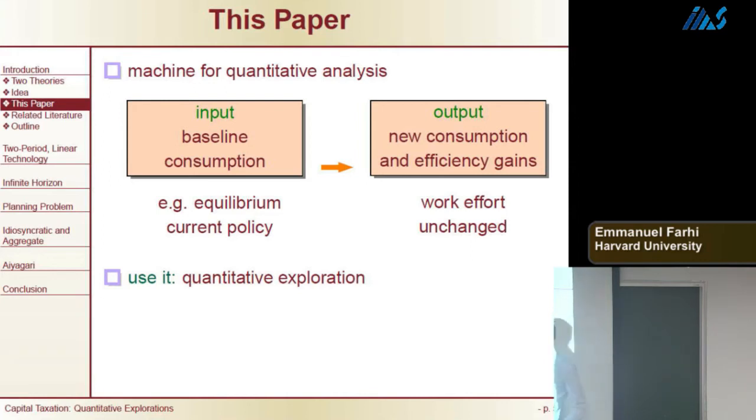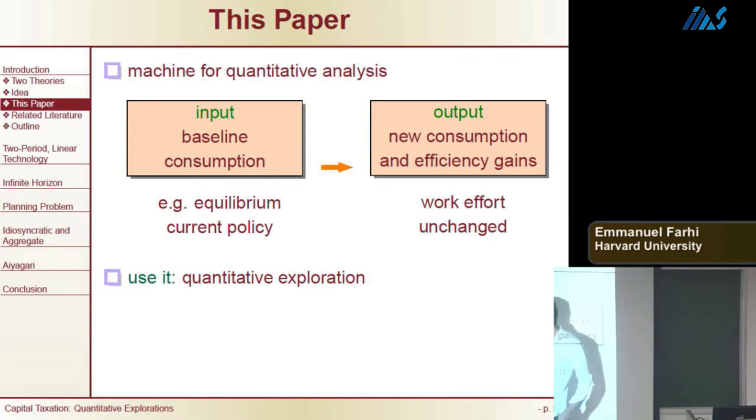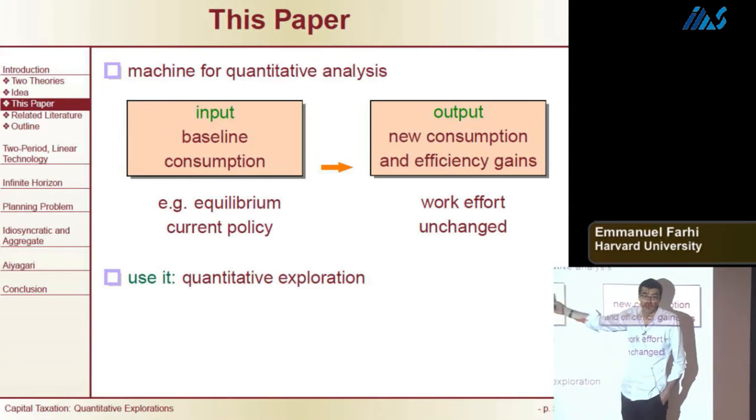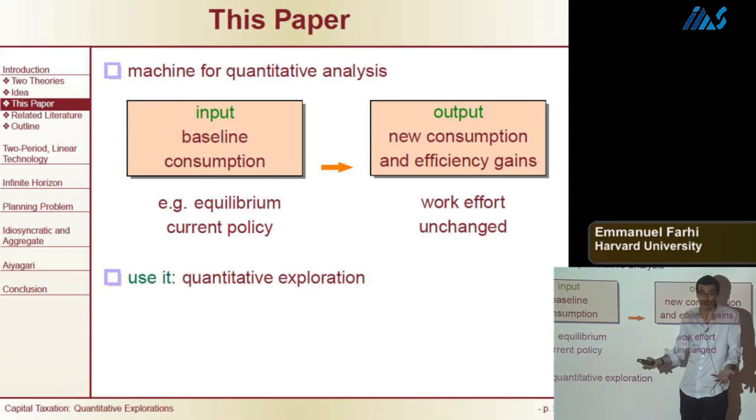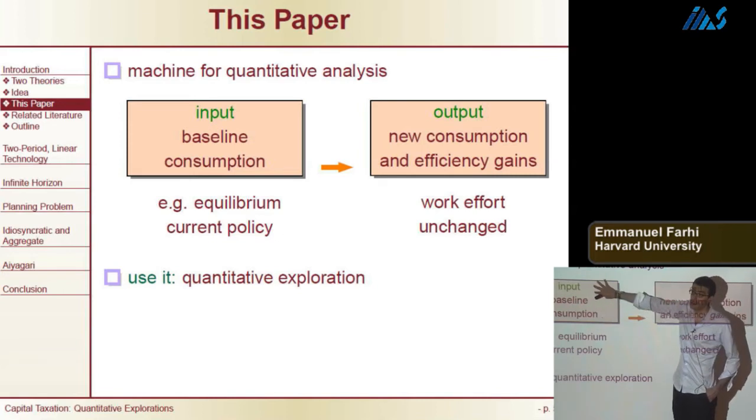So in other words, you could be starting, for example, from an equilibrium that represents current policy. So there are some taxes in there. There are some labor taxes. There are some capital taxes, but they might not be optimal. We get a consumption allocation from there and also a labor allocation, and it's going to be incentive compatible by construction because we constructed it as an equilibrium.